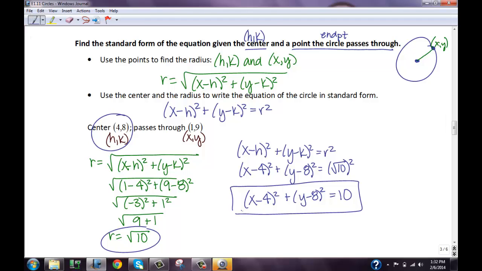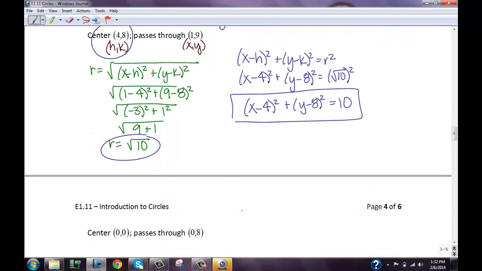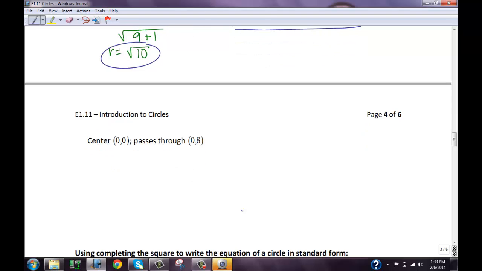Let's look at one more like that, and then we'll get into how we use completing the square for circles.